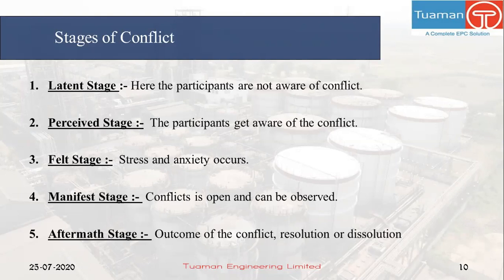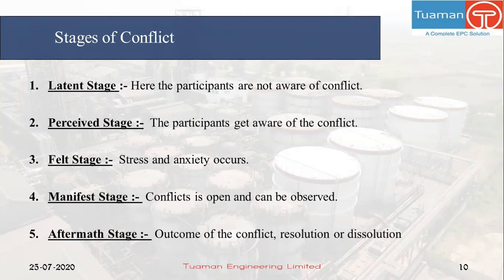Well, in these five stages, a person can be in the manifest stage, where the conflict is already opened and observed, and still be having stress and anxiety. So it's not that after completely finishing the first stage, you go to the second stage, and when you are in the second stage, nothing of the first stage is involved with you. It's not like that.